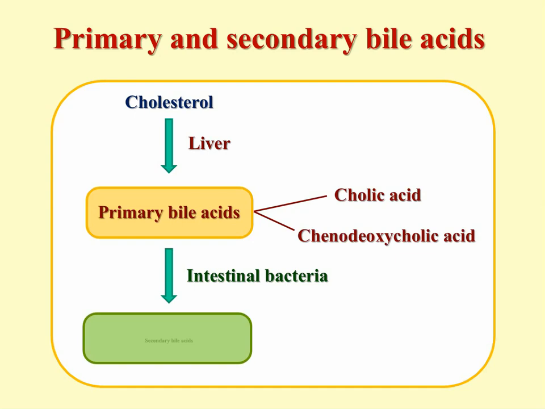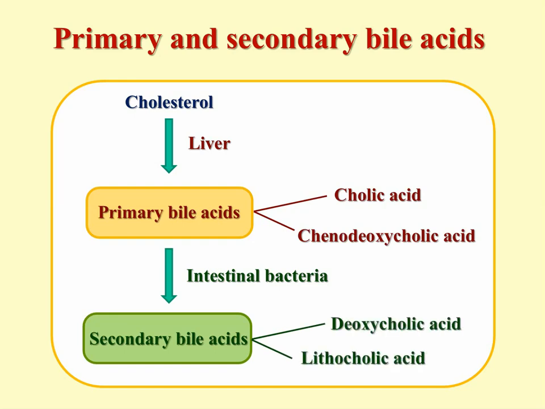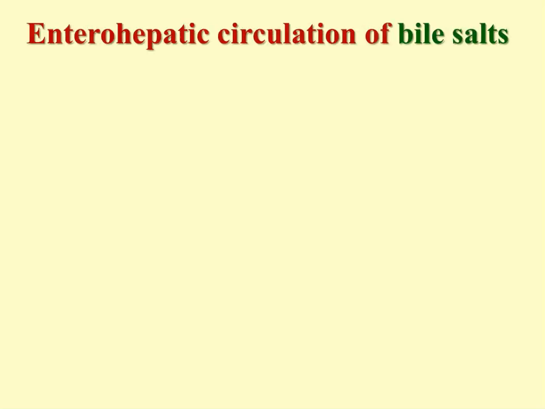But intestinal bacteria change the bile acids, primary ones, into the secondary bile acids. And as a result, deoxycholic acid and lithocholic acids are formed. Enter hepatic circulation of bile salts.